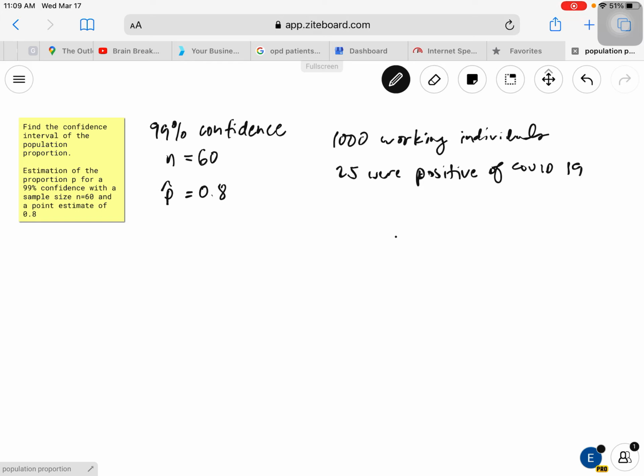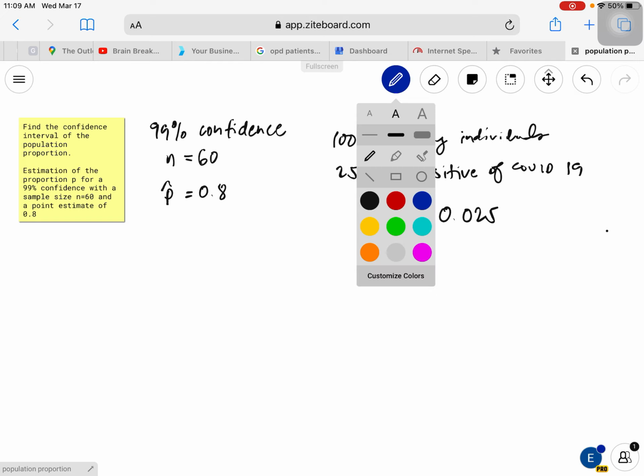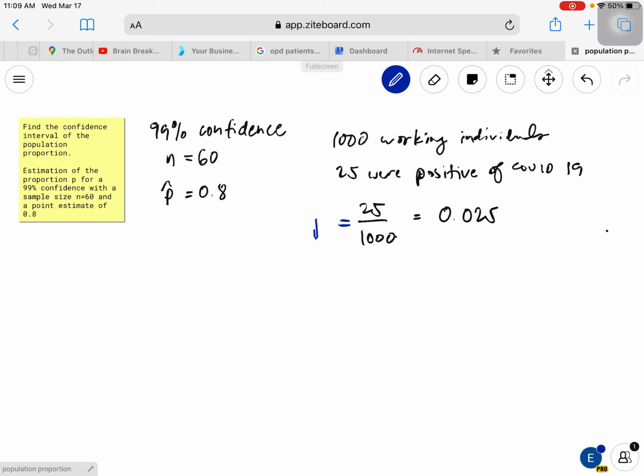So if 25 of them were positive of COVID-19, then we represent the point estimate, or p hat, for this particular case as 25 all over 1,000. So you do the math, 25 divided by 1,000, it's basically 0.025. So this is now the point estimate, or the p hat, for this particular case.